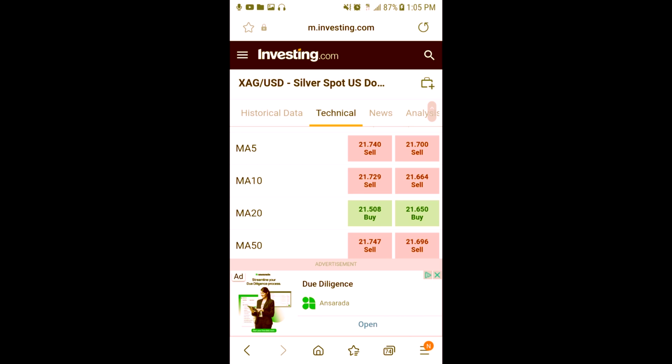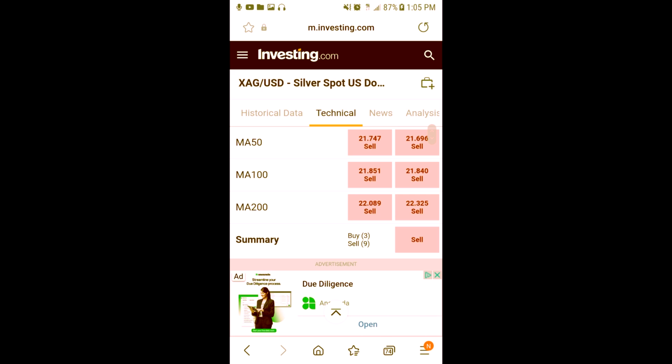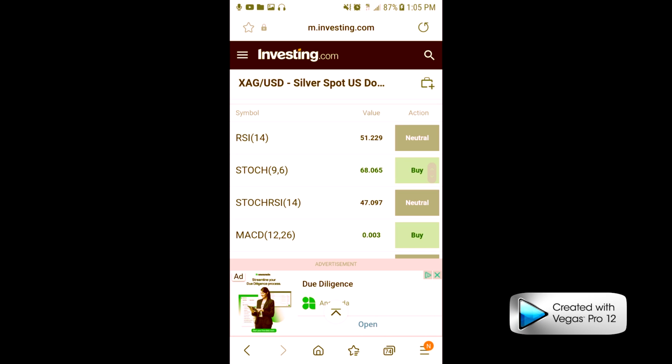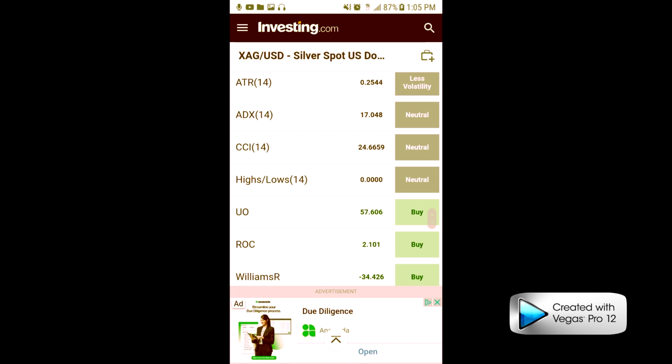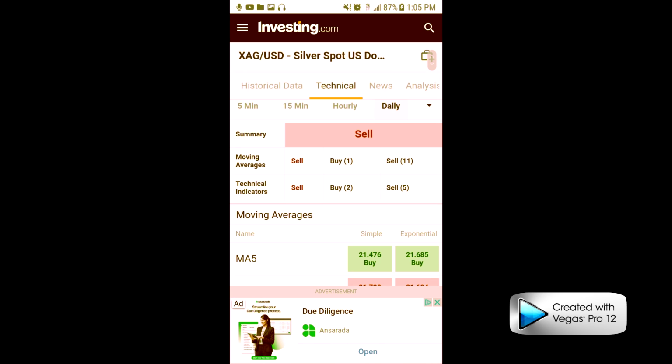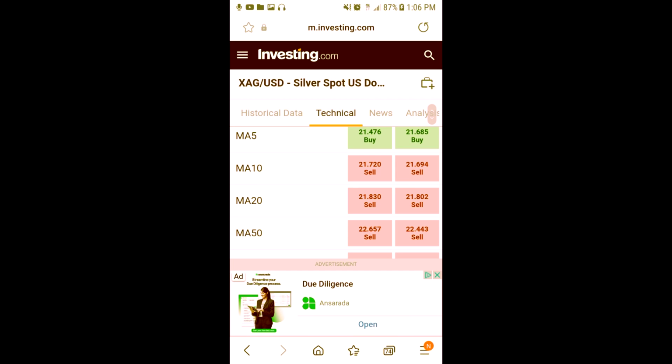5 hours. Summary, neutral, moving averages, sell. The sells are winning 9-3. Boom. Technical indicator, strong buy. The buys are winning 6-0. Boom. The MA 5 and 10 are red. The 50, 100, and 200 are red, leaving only the MA 20 being green. That's bought up on the 5 hour 20. That's an important one. The MA 20, we call that Paracertain.